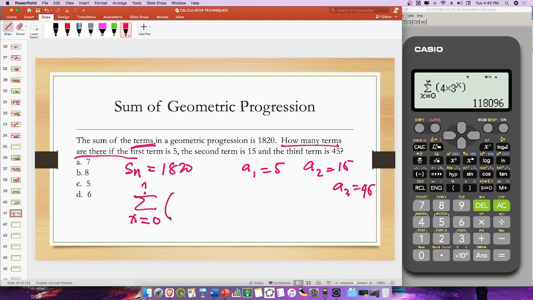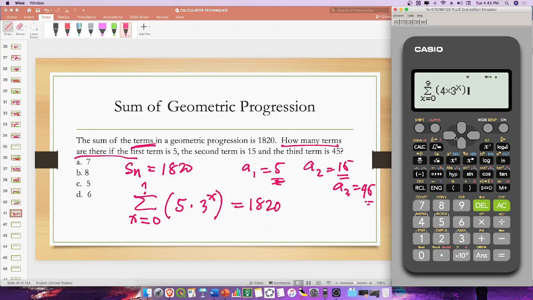We will be using the calc function here, or we will try to trial the choices. Summation of the first term, 5, times the common ratio. The common ratio is just 15 divided by 5, or 45 divided by 15. That's 3, right? Raised to the value of x. The result should be 1820. Go back to your calculator. I will edit this one. So this is 5 times 3 raised to x.